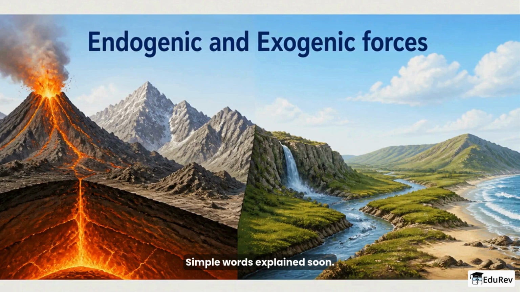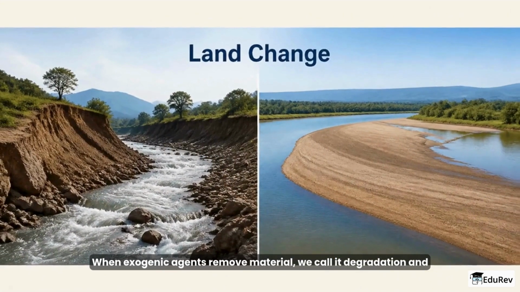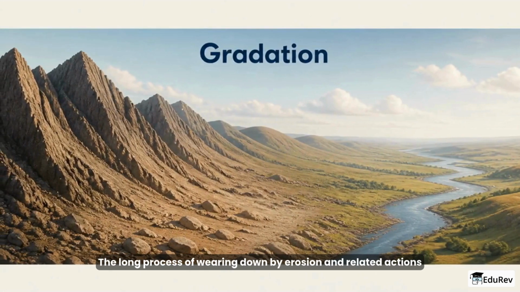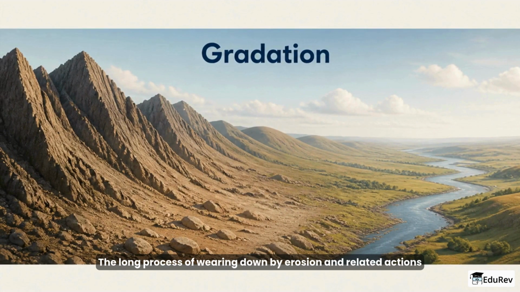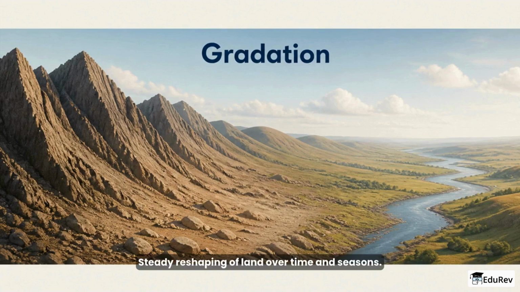Simple words explained soon. Exogenic forces work on the outside, like weathering, rivers, glaciers, wind and waves. They wear down high places and build up low places. When exogenic agents remove material, we call it degradation. And when they deposit material in basins over time, it is called aggradation. The long process of wearing down by erosion and related actions is called gradation, a steady reshaping of land over time and seasons.